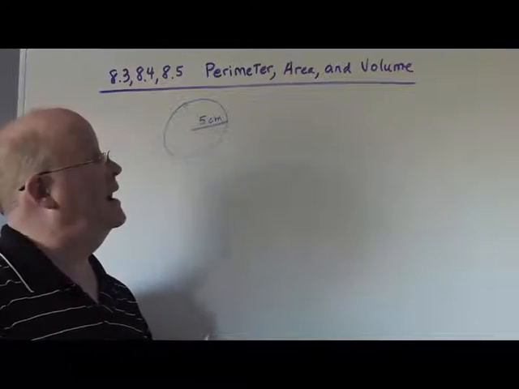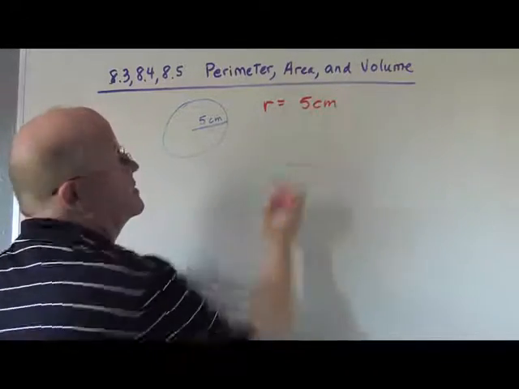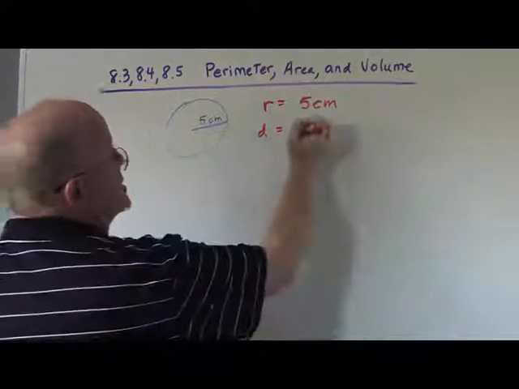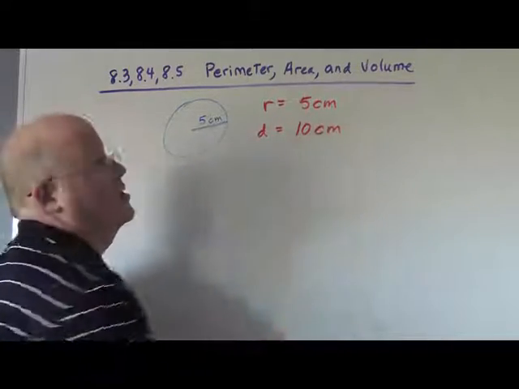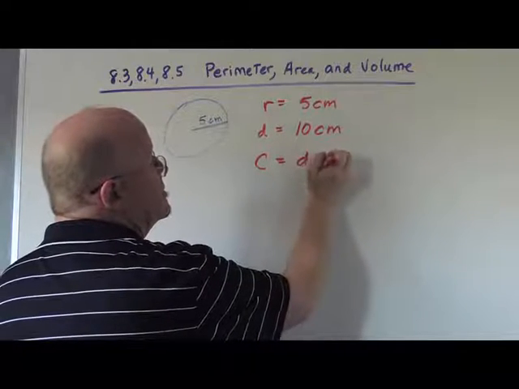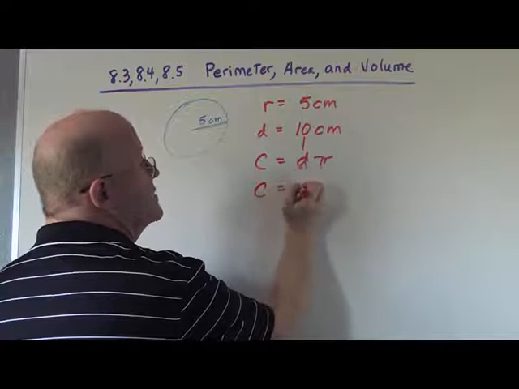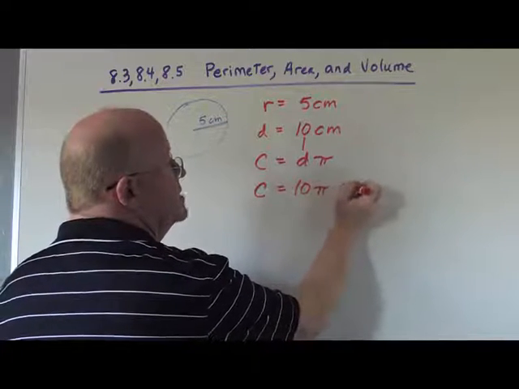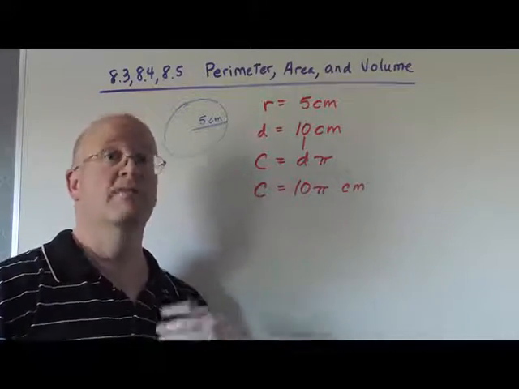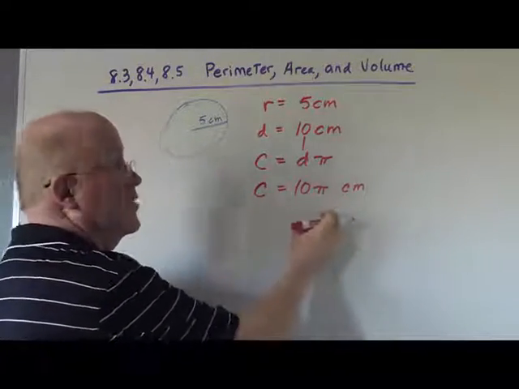Now, let's pretend we have this circle that has a radius of 5 centimeters. We could then find that the diameter, which is twice the radius, is 10 centimeters long. If we wanted to find the circumference, it would be diameter times pi. And if we substitute 10 in for the diameter, we have that the circumference is 10 pi centimeters. Now, usually in our math classes, we just prefer to leave it right there.